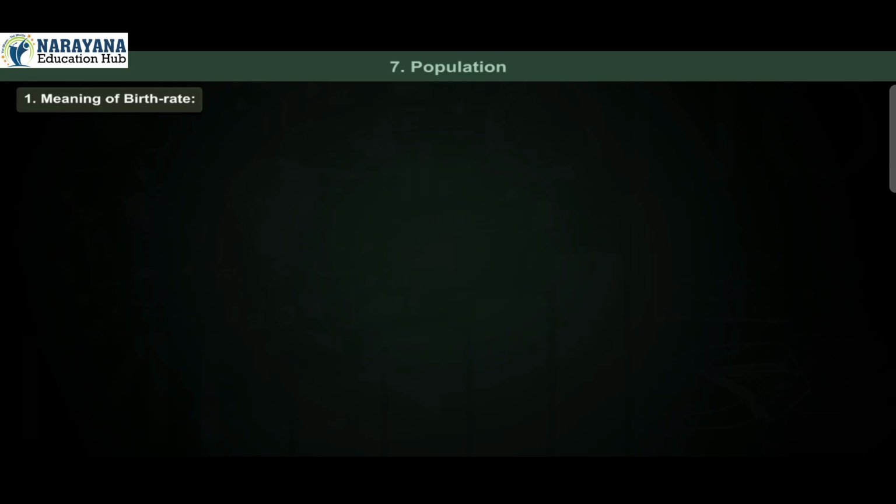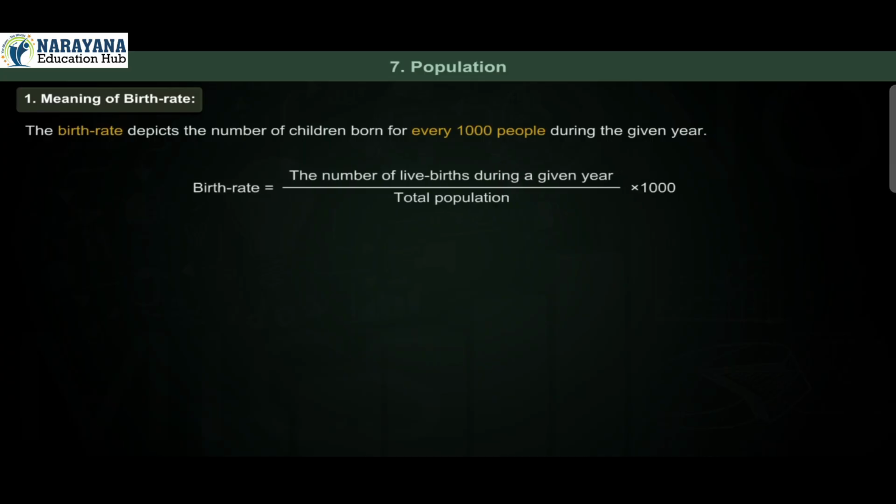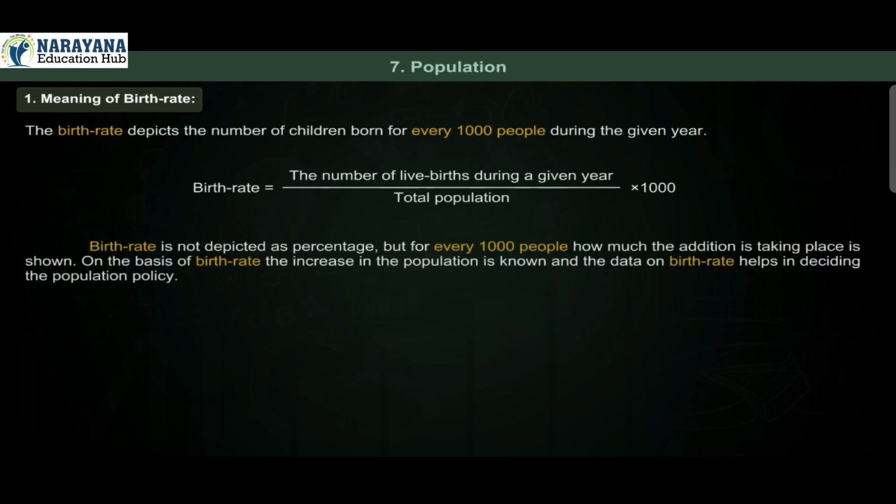Meaning of birth rate. The birth rate depicts the number of children born for every 1000 people during the given year. Birth rate is equal to the number of live births during a given year upon total population into 1000. Birth rate is not depicted as percentage, but for every 1000 people how much addition is taking place is shown. On the basis of birth rate, the increase in the population is known, and the data on birth rate helps in deciding the population policy.